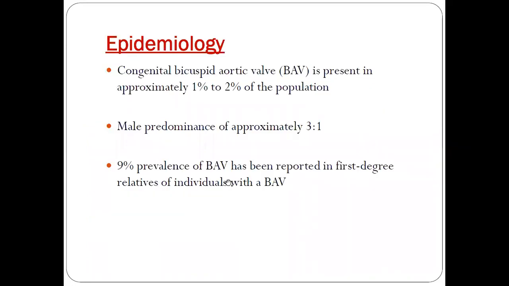Coming to the epidemiology, congenital bicuspid aortic valve is present in approximately 1 to 2% of the population, and the male to female ratio is 3:1, and hence it's male predominant. And the prevalence of bicuspid aortic valve in first degree relatives of individuals with the bicuspid aortic valve is approximately 9%.